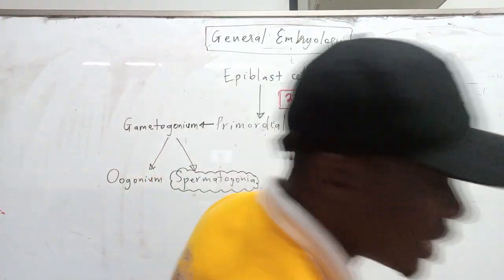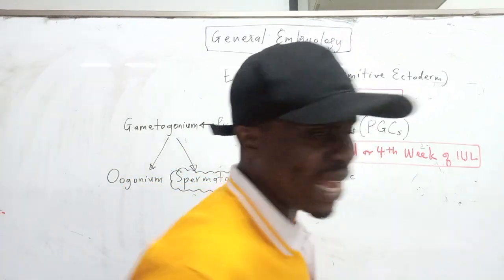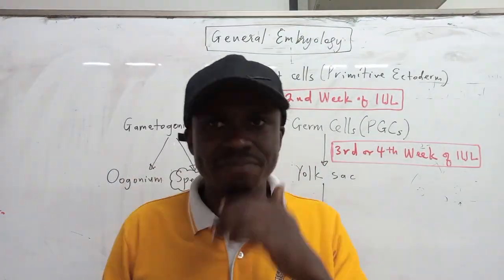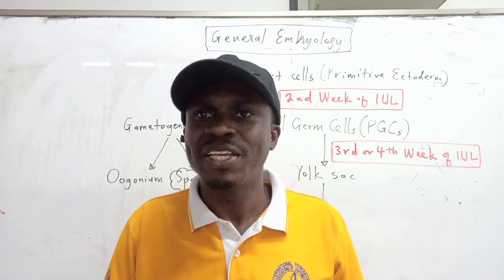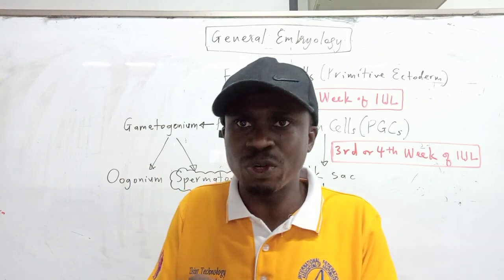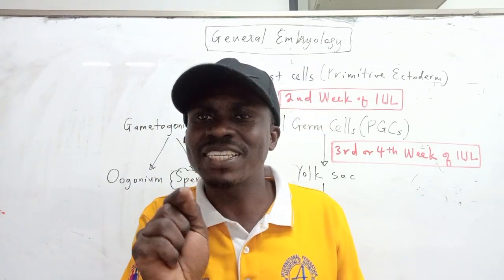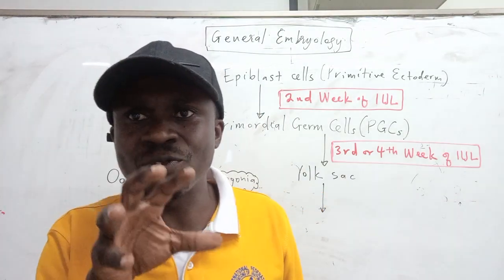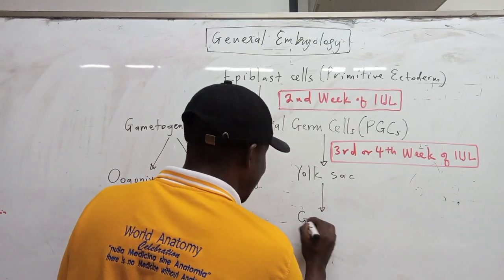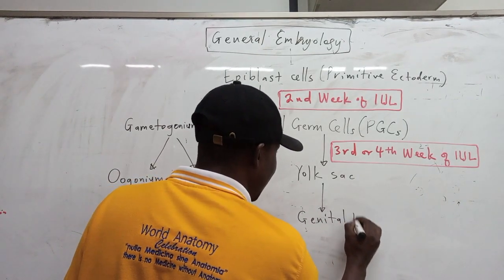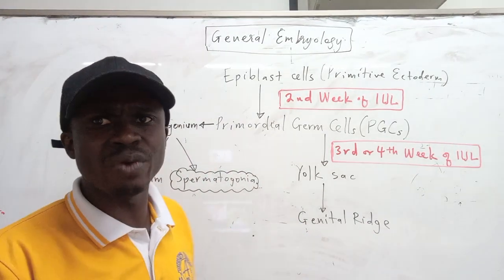But let me be quick and tell you something before I write gonads. Yes, we are talking about gonads, but gonads actually will not come out of the blue. They will have a precursor which will give rise to the mature gonad, so to speak. This time around, we call it the genital ridge. So from the wall of the yolk sac, they will get to something called the genital ridge. Importantly, this is where it wants to be.